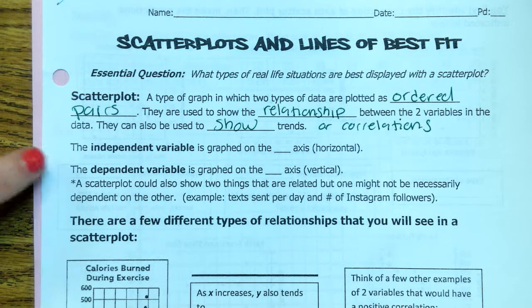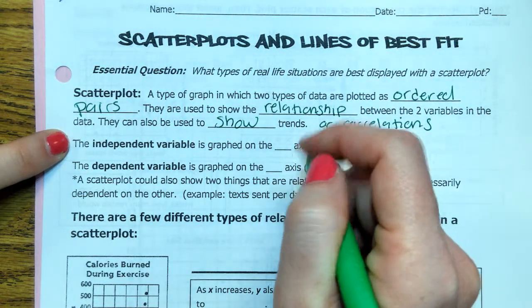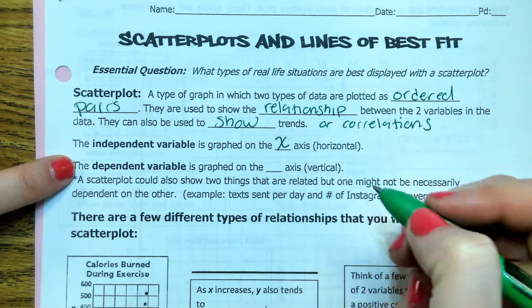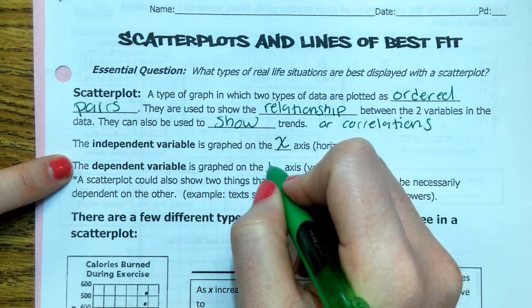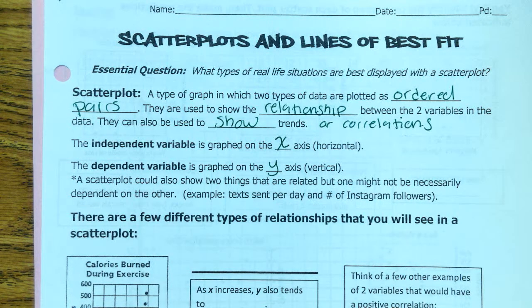Alright, you should remember this from our functions unit. The independent variable is graphed on the horizontal axis. Which one is that? X. The dependent variable is graphed on which axis? Y. Sometimes a scatter plot shows two things that are related, but one may not necessarily be dependent on the other. For example, the texts that you send per day do not necessarily relate to the number of Instagram followers you have. A classic one: your shoe size doesn't relate to your GPA.